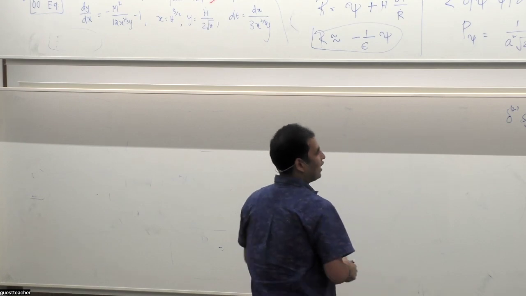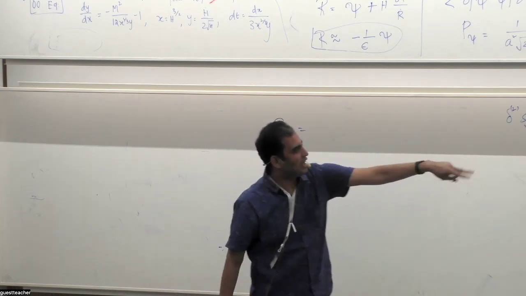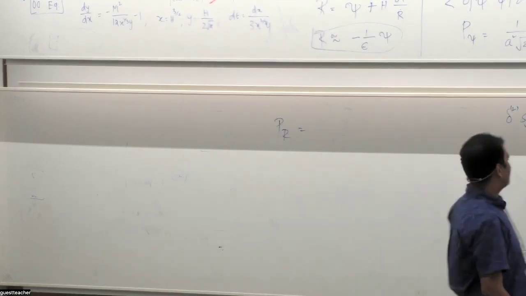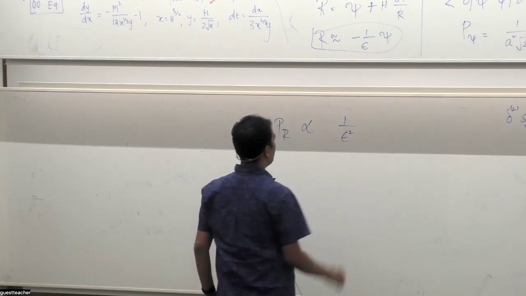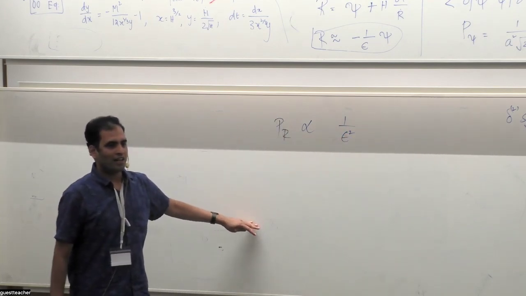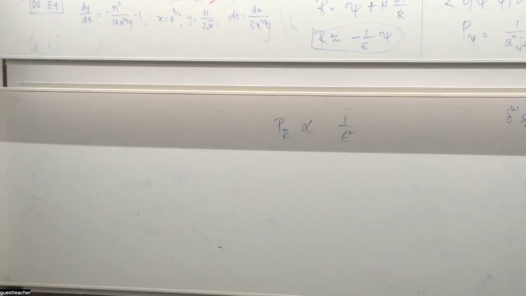So we get the power spectrum P_R to be this expression, which is proportional to 1 over epsilon squared. But you see that the power spectrum is a function of k, right? A function of momenta. Where is the function of k here? Any idea?